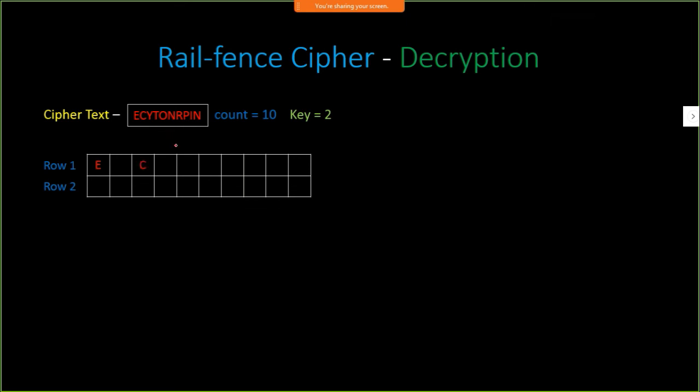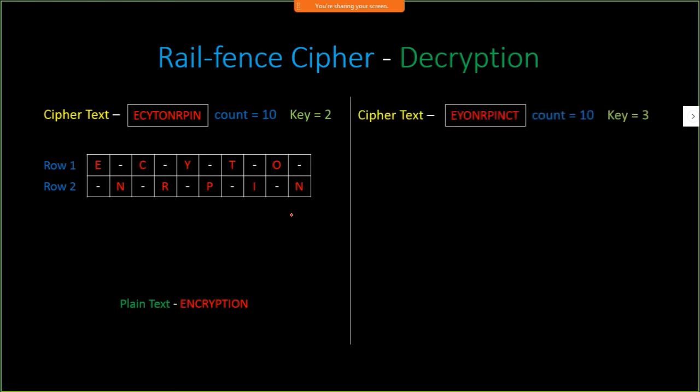E C Y T O. But after that, N R P I N. It looks like this. After that, we get the actual value: E N C R Y P T I O N. That is the actual value.